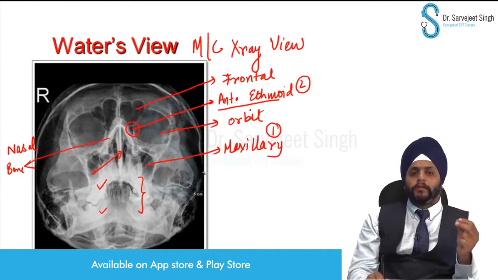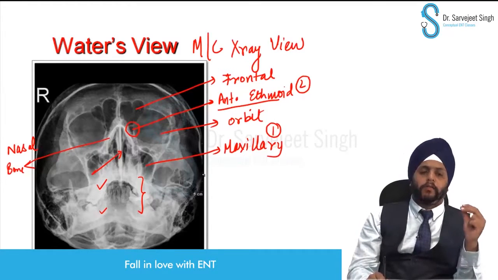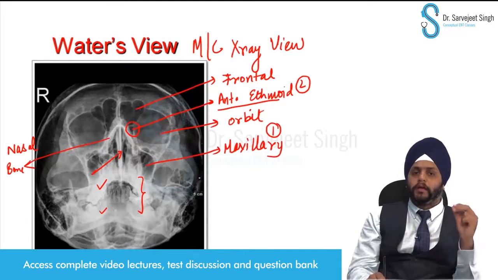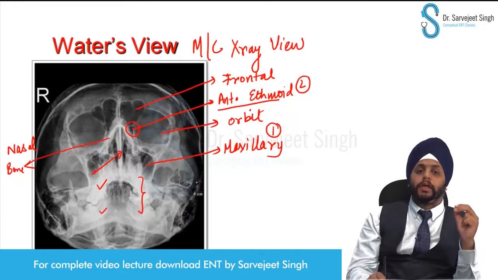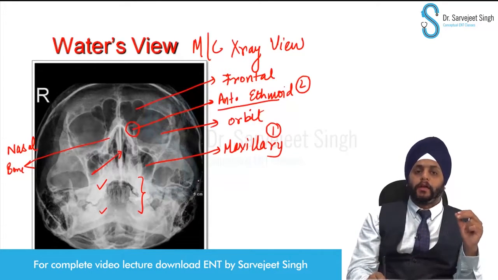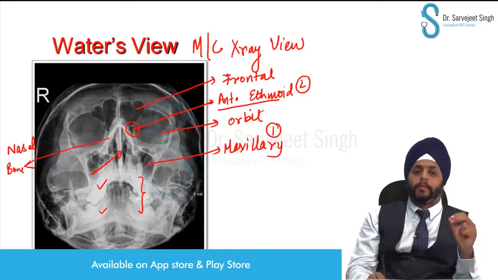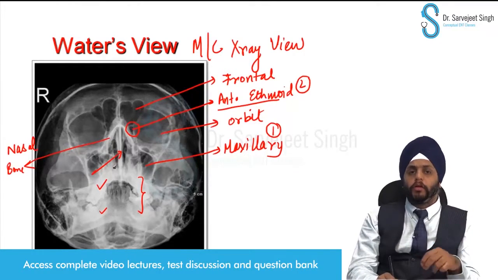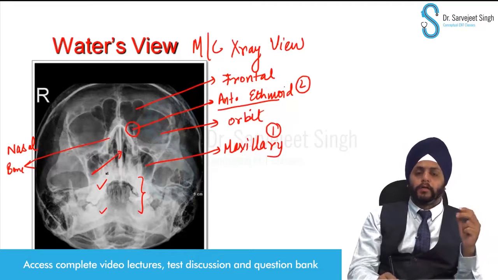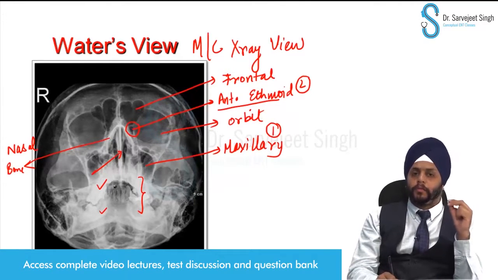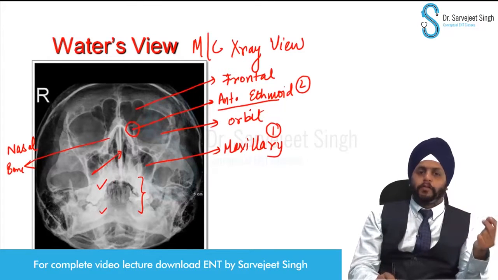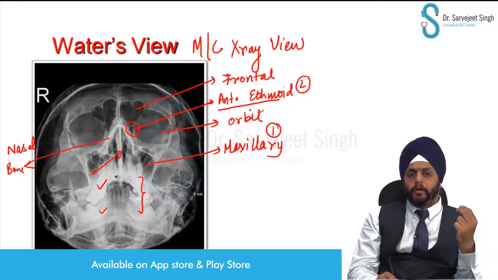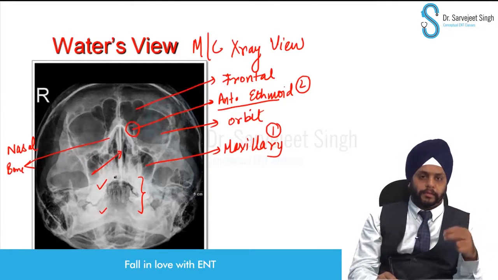Which sinus is not visible in Waters view? Okay, so the answer is posterior ethmoid. Remember, posterior ethmoids is not visible in Waters view with a closed mouth or Waters view with an open mouth. So our best answer is posterior ethmoids. If posterior ethmoids is not in the options, then of course we can mark the answer as sphenoid also, but posterior ethmoid is the best answer.